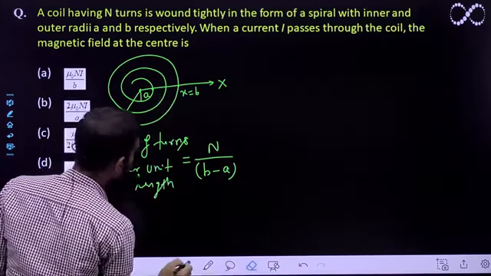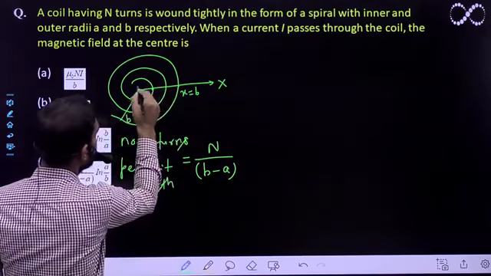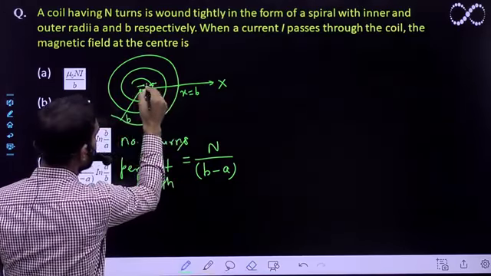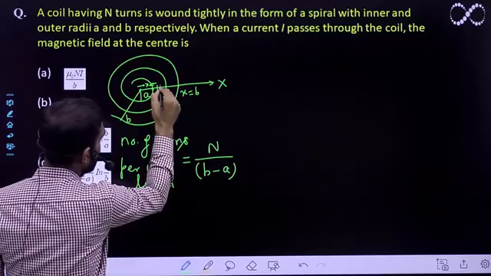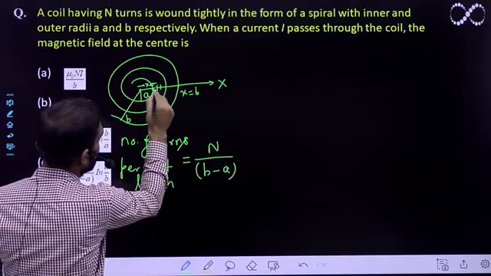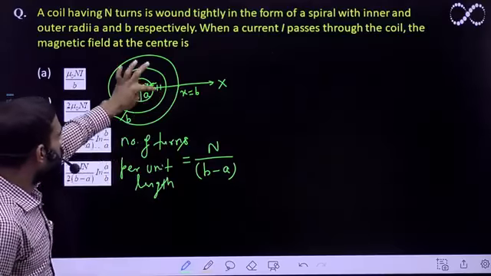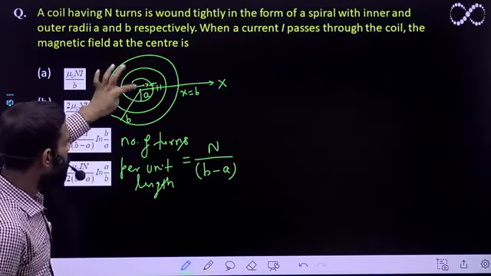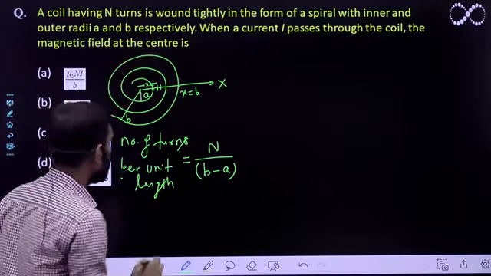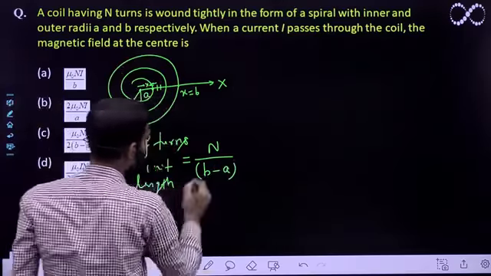Okay, so let us take at any x, a small dx here. So this is at any x, a small dx I have taken. So let us see, due to this dx, how much magnetic field will come at the center. Okay, so let us calculate here.